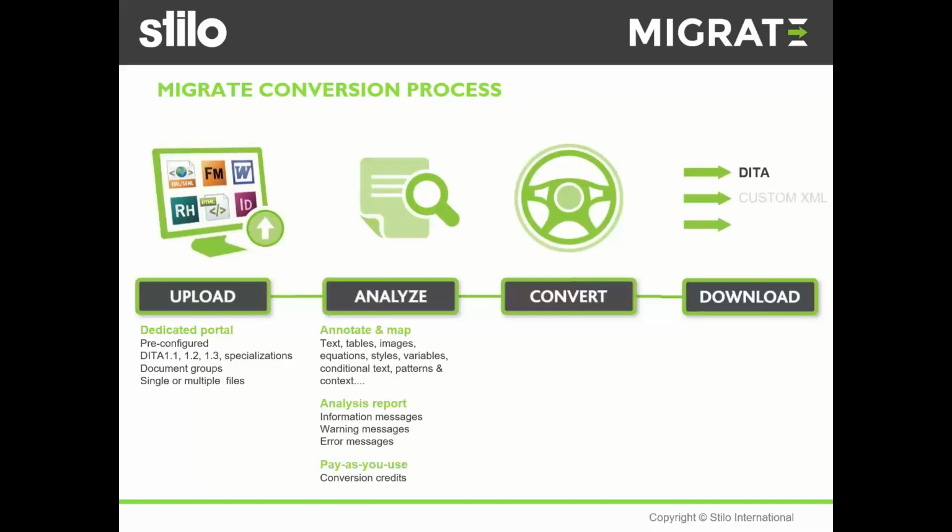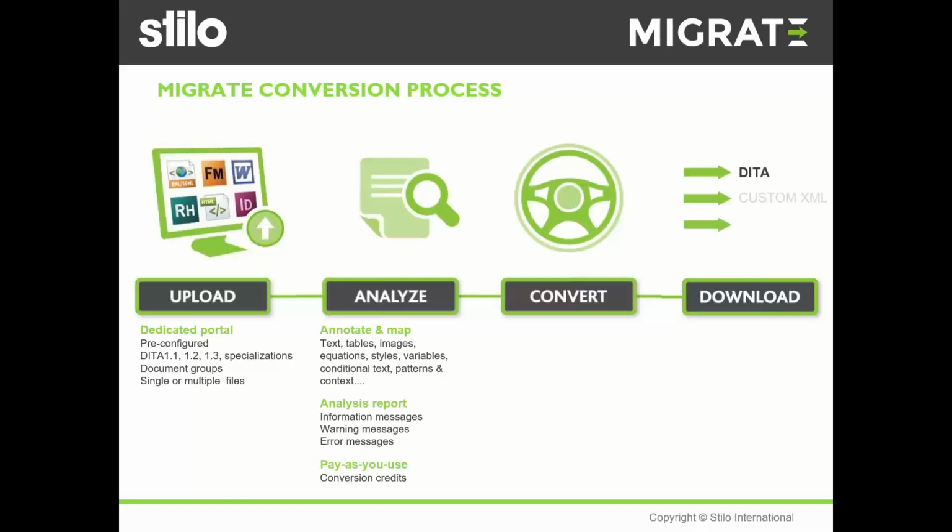Next, Migrate will go through and analyze your content, in which it will create an intermediate XML format that is mapping styles, processing tables, handling equations, and looking at conditional text patterns and context matching. The characteristics identified through this analysis are then annotated and mapped to the target DITA. Migrate works as a pay-as-you-go system, so the analysis will also calculate the cost to convert each document using what we call our conversion credits.